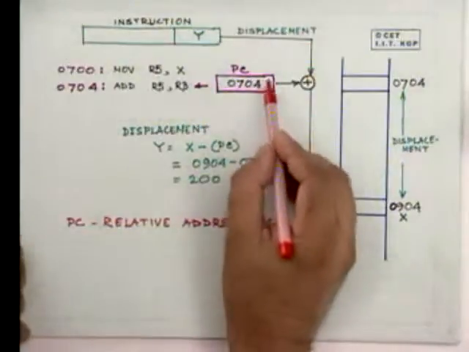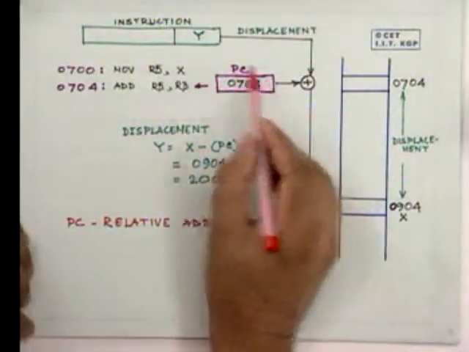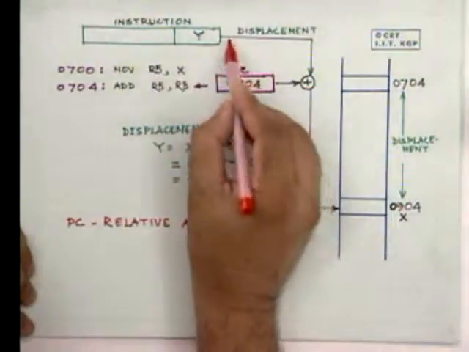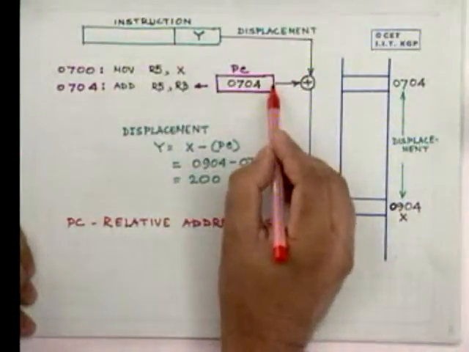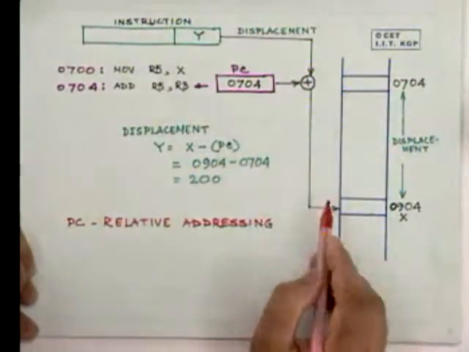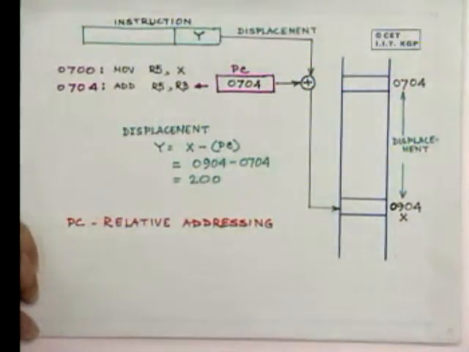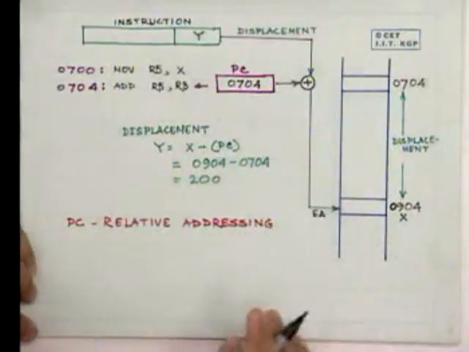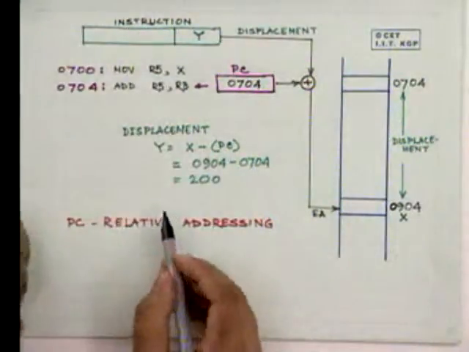Say here the program counter is here. That instruction contains a displacement which is taken, the content of the program counter is taken, and these two are added to get the effective address. Okay, this is the effective address. Okay, let's take an example.